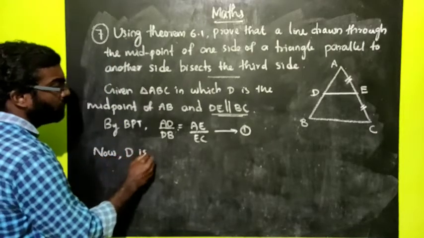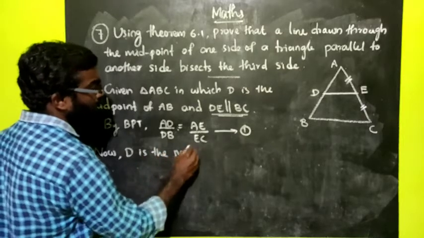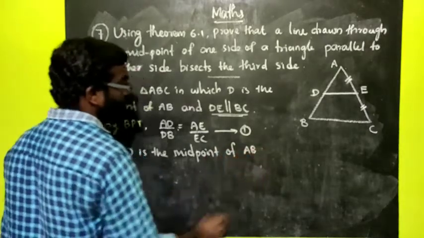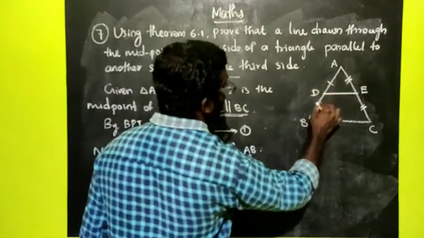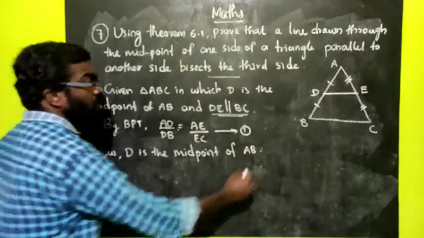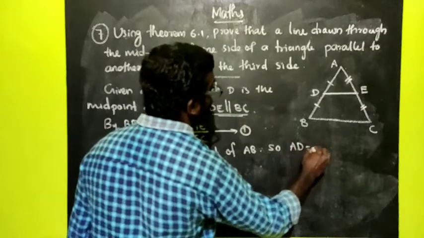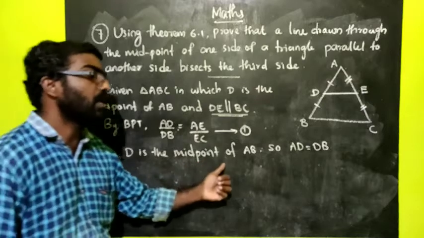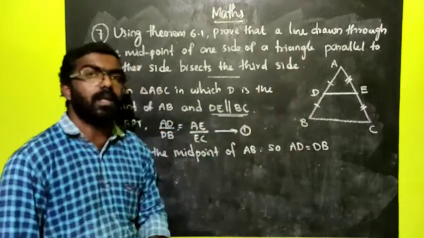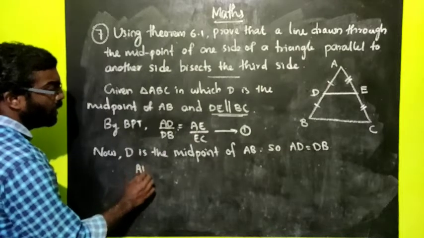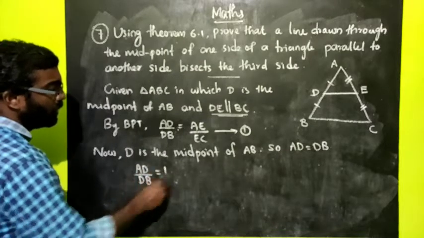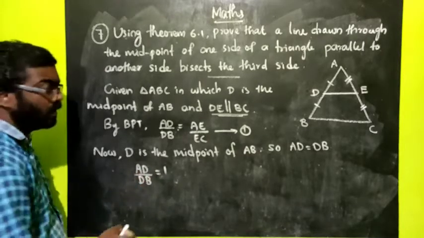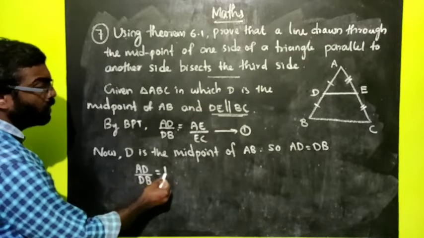Now D is the midpoint of AB. So we can write AD and DB are equal, so AD is equal to DB. Or we can say AD by DB is equal to 1. Since both the values are equal, if you divide both quantities, we will get 1. We can substitute the value AD by DB is equal to 1 in equation number 1.